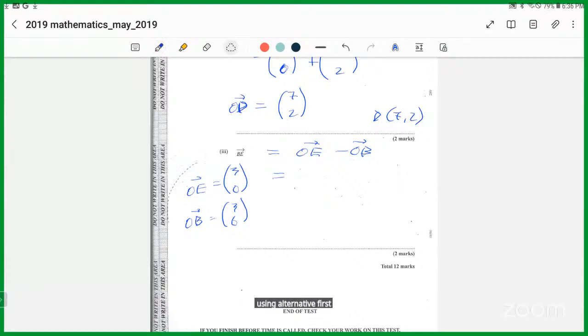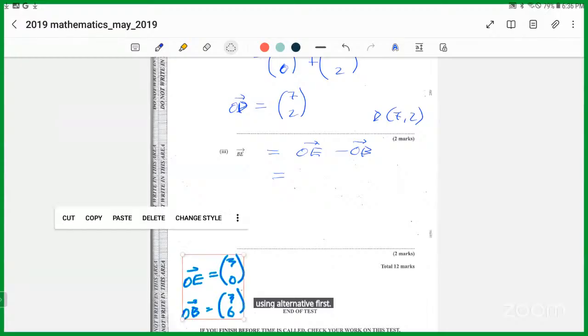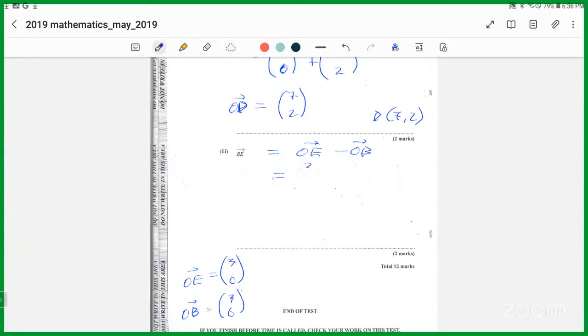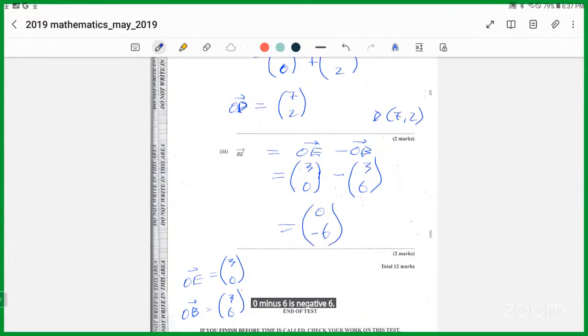Put it under here. The OE is 3, 0, minus the OB, which is 3, 6. 3 minus 3 is 0. 0 minus 6 is negative 6. See there? That's 6 down, done. So this question was really very easy.